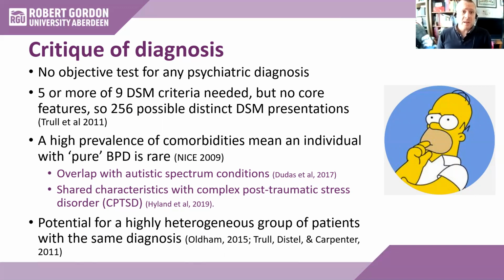There's an overlap with autistic spectrum disorder conditions. I think probably largely you could think about that as due to the difficulties in mentalizing. Maybe that's led to that difficulty there. And shared characteristics with complex post-traumatic stress disorder. And you saw earlier, we compared difficulties of trauma with the diagnostic criteria, and I think it's easy to see why that would be the case. So what you get is a potential for a highly heterogeneous group of patients. So hugely different people, and they've all got the same label. So we have to think about how valuable that is.